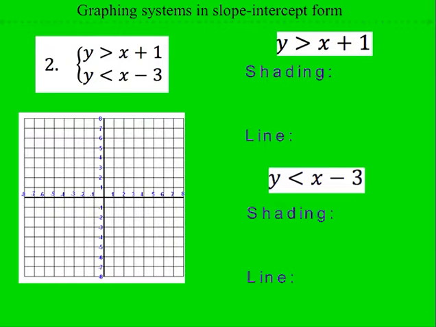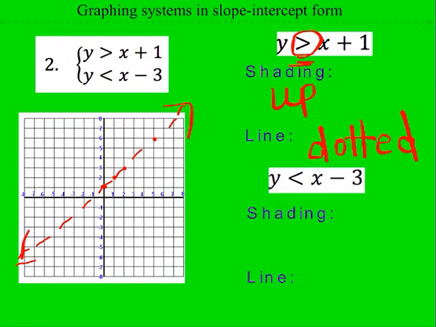I notice that it's opening up, because the alligator's eating the y, so I know I'm going to be shading up. The line, there's no line underneath that inequality, so I know my line is going to be dotted. For me, it's easiest to do one line at a time, so I'm going to graph this first one. I'm crossing the y-axis at 1, and then I'm going up 1 over 1, dot, up 1 over 1, dot. That one is going to be a dotted line, and then we're shading up. So we're going to go this way.